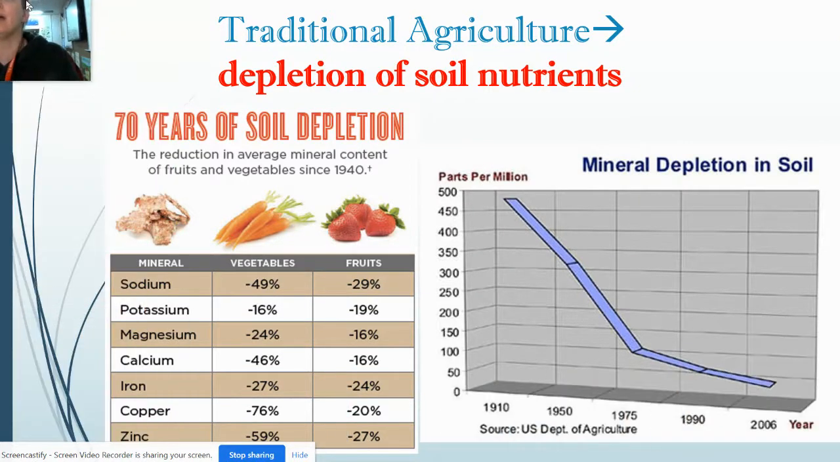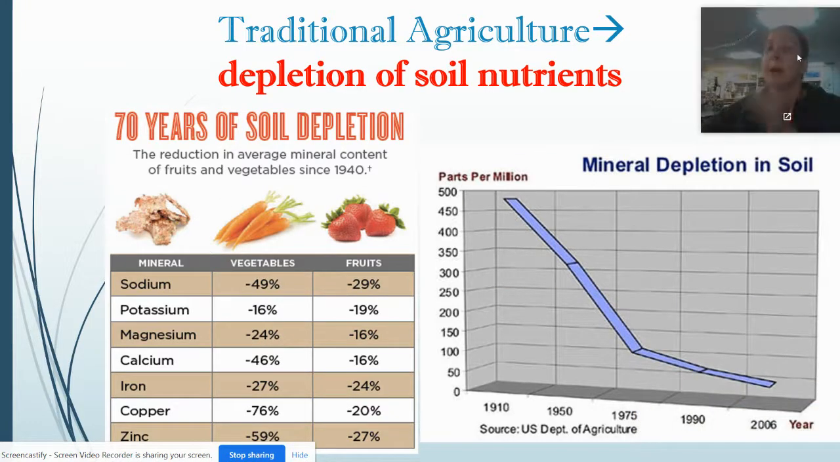All right, traditional agriculture. Traditional agriculture is your industrialized agriculture, and we are severely depleting the soil of its nutrients. In the last 70 years, we have greatly reduced the average mineral content of fruits and vegetables. If it's not in the soil, it can't go into the food. So literally, the fruits and vegetables that we're eating today are not as good as the fruits and vegetables that they were eating 50, 60, 70 years ago, which is kind of crazy. So we need to really work on getting those nutrients back into the soil.